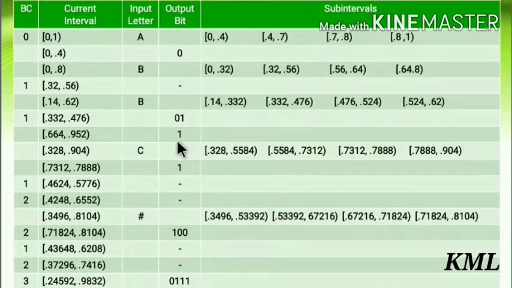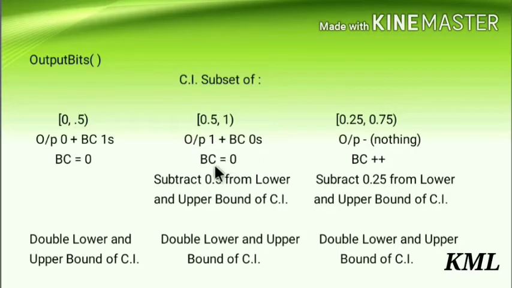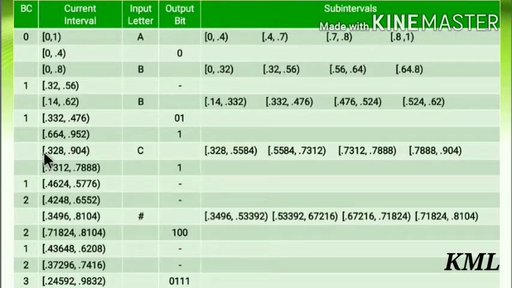Next, what you do is set bit count to 0, subtract 0.5 from the lower and upper bound, and double the lower and upper bound. After subtracting 0.5 and doubling, you get these two new values. You have to subtract and double from both.